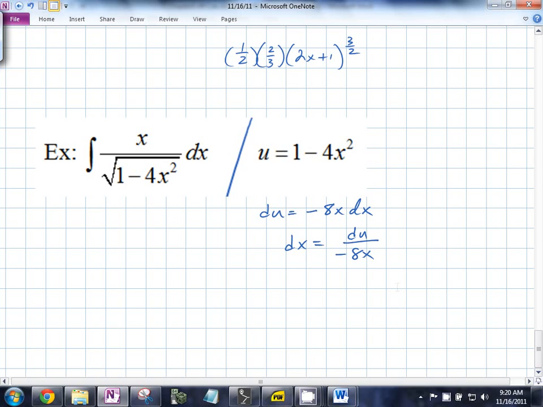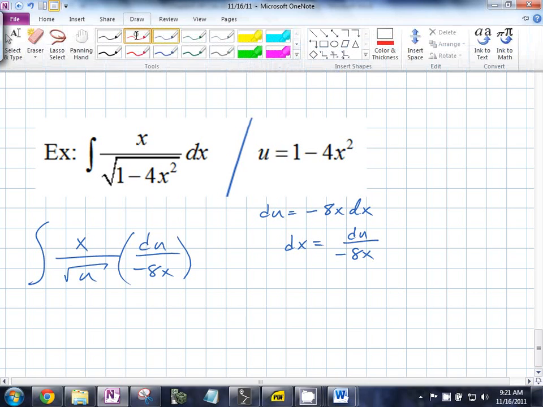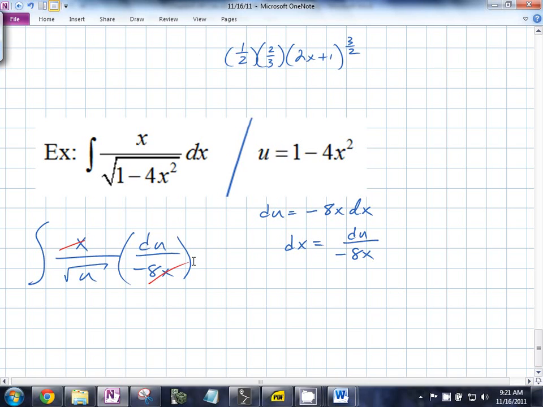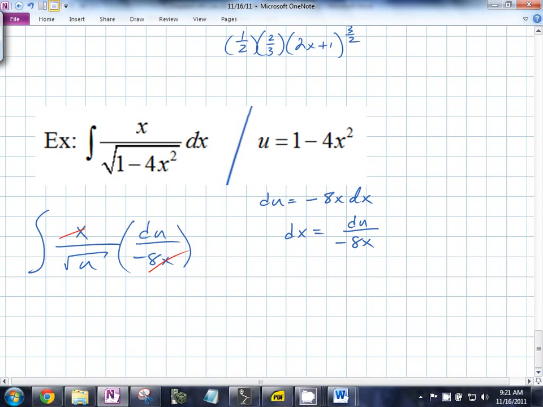What is the glorious thing that now happens? That is exactly what you hope. The x's cancel. What can you bring out to the front? 1/8 times the integral of u to the what power? Negative 1/2 du. Can you integrate u to the negative 1/2 pretty easily?